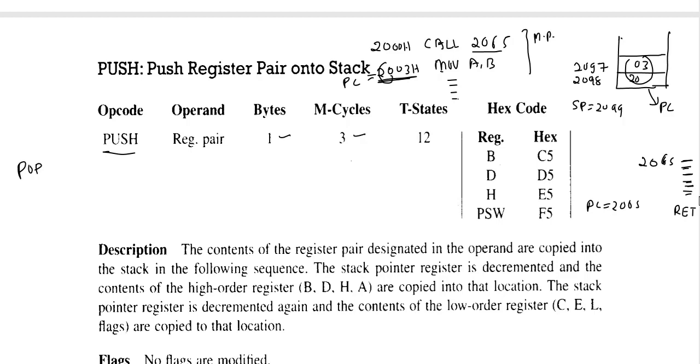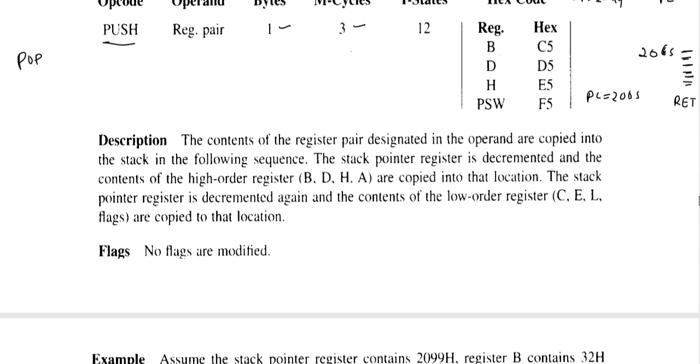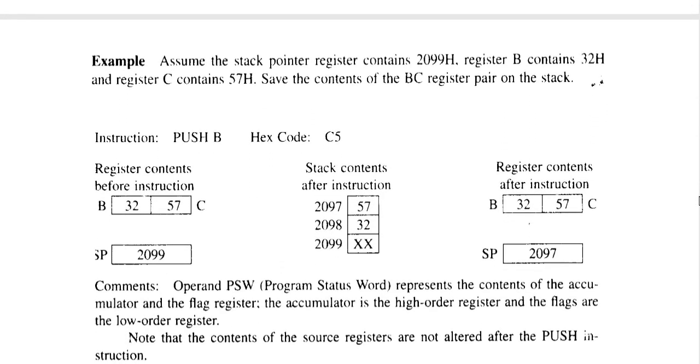I will take an example and then explain. PUSH is always used with register pairs. Register pairs means BC, DE, HL, and PSW. You may not be aware of PSW. PSW is called the program status word. It is basically a register having two 8-bit values, one is the accumulator, the other is the flag register. So PSW is made of two registers, accumulator and flag register. So it can store the value of a register pair on the stack.